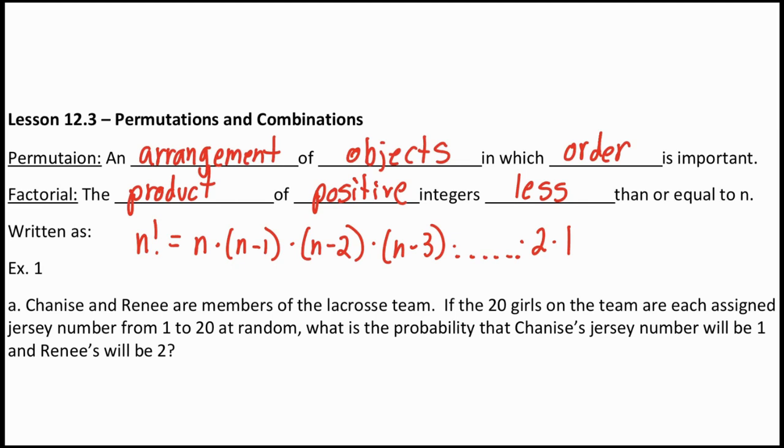So what we're doing is when we're finding a factorial, we're multiplying that number by itself and then every number less than it. So 5 factorial, we would do 5 times the number less than that, 4, times the number less than that, 3, times the number less than that, 2, times 1. And you'd stop at 1, because we're only worried about positive integers. Does that make sense? All right.